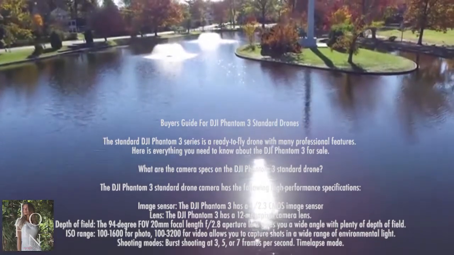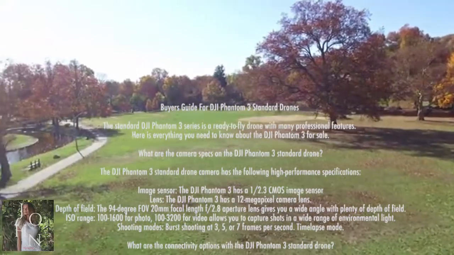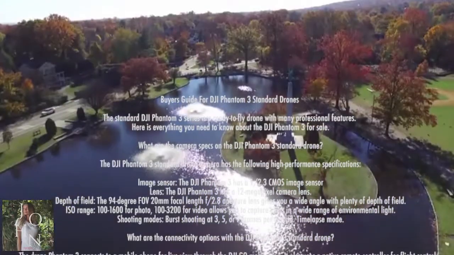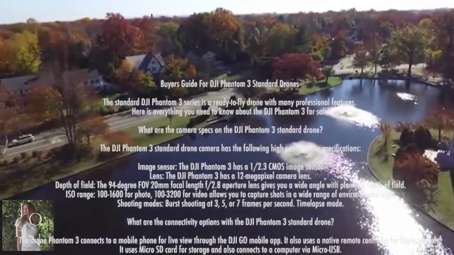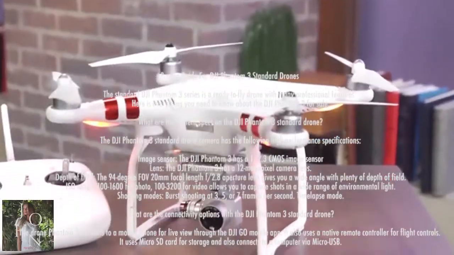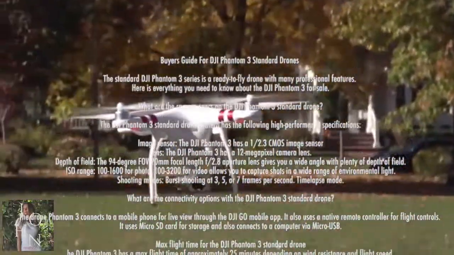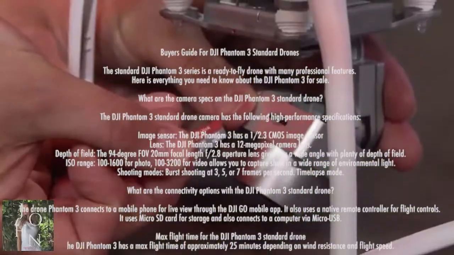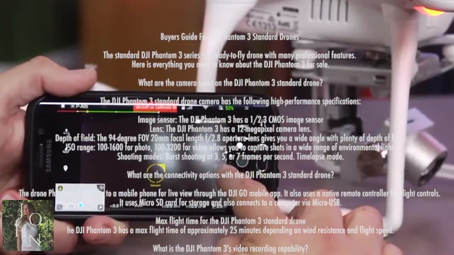What are the camera specs on the DJI Phantom 3 standard drone? The DJI Phantom 3 camera has the following high-performance specifications. Image sensor. The DJI Phantom 3 has a 2.3 CMOS image sensor. Lens. The DJI Phantom 3 has a 12 megapixel camera lens.